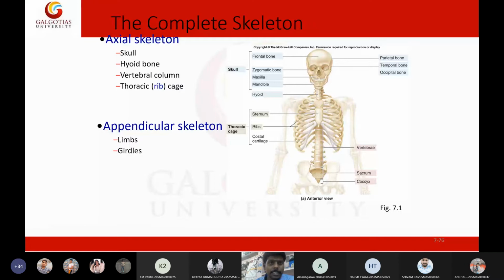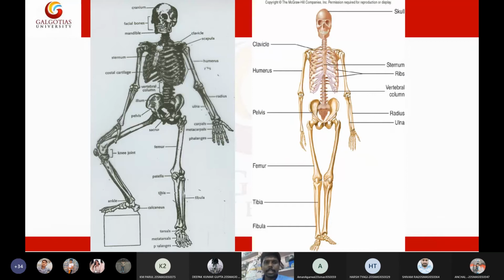Okay, these other classifications I will tell later. So I'm just keeping this picture. I will give you some brief idea about the complete picture of the skeletal system. Usually you have the skull. After the skull you have the limbs, your hands.